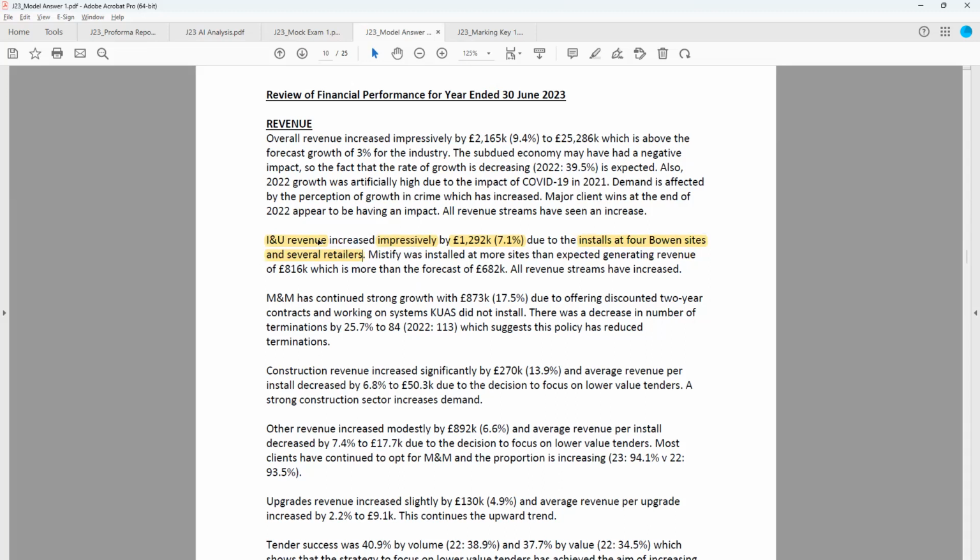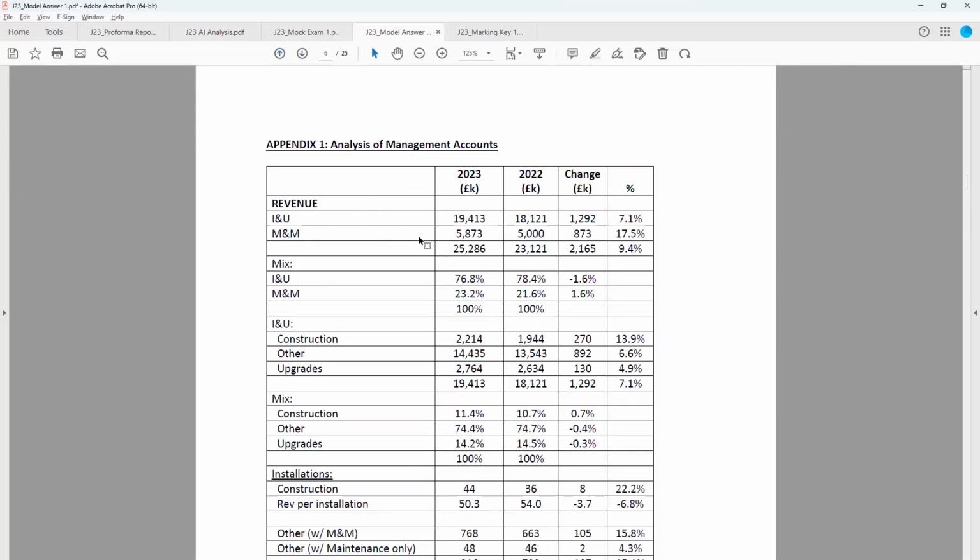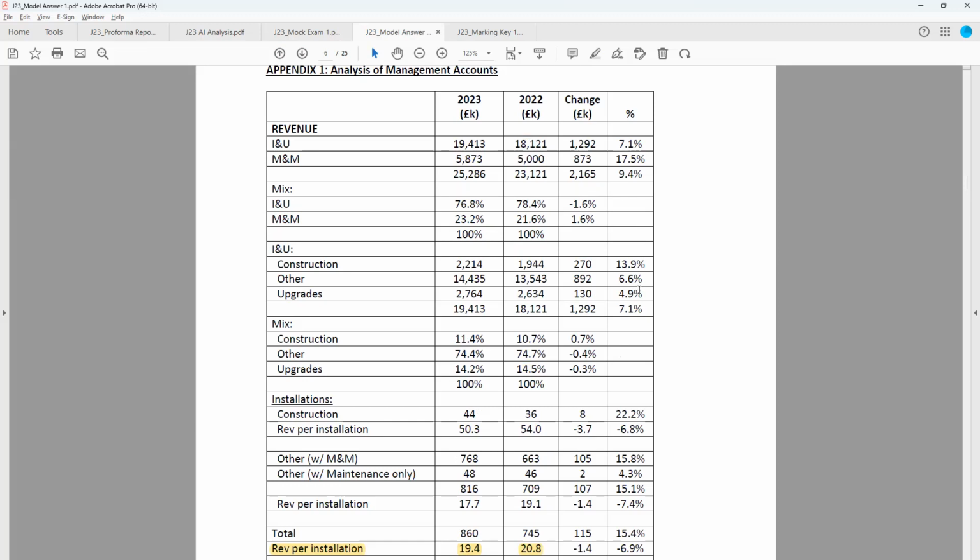And of course, so that's got a number, reason, and then we want to try and give a further piece of analysis or a further insight point, and there we're looking at Mystify. So we could see that the revenue generated, because it was installed at more sites than expected, would be higher than the forecast. And then another good further insight point or trend point is saying that all revenue streams have increased, because if you look under ICAEW, you can see that they have all increased during the year.